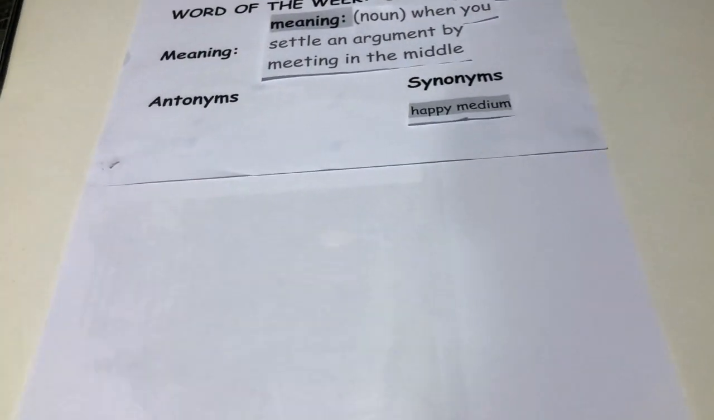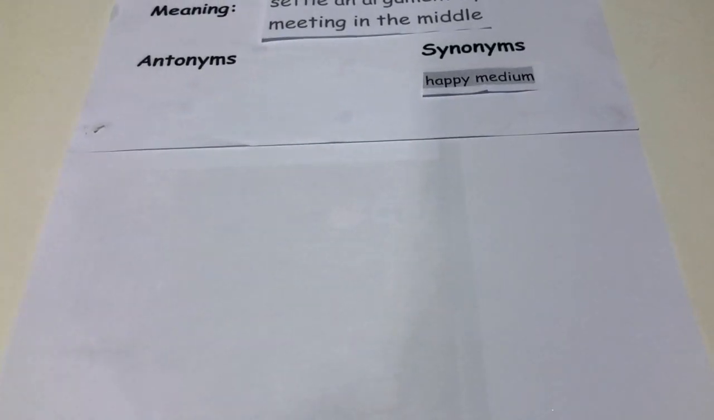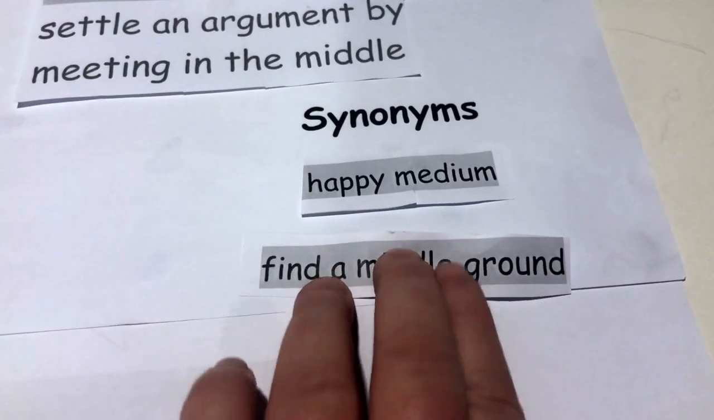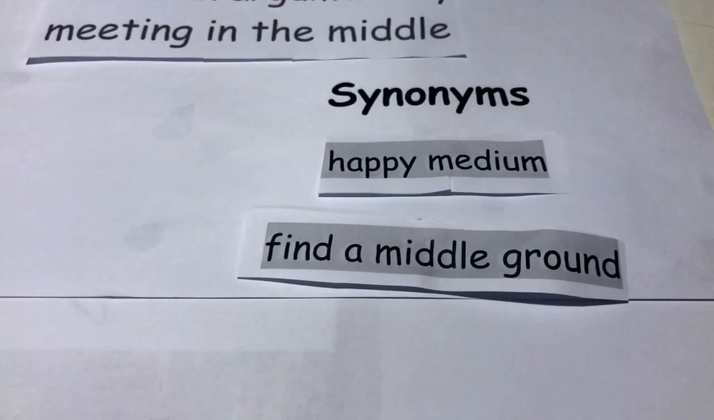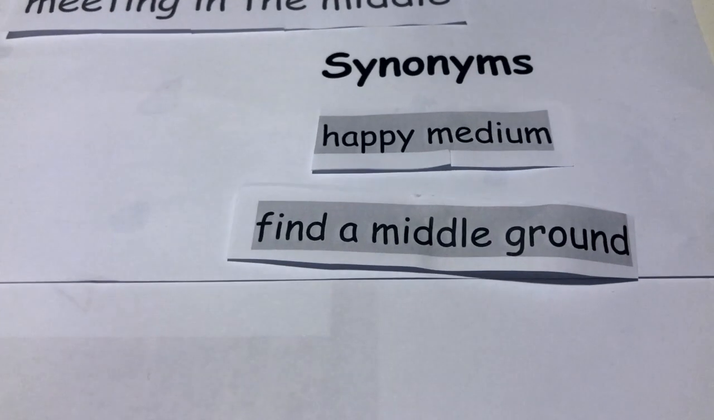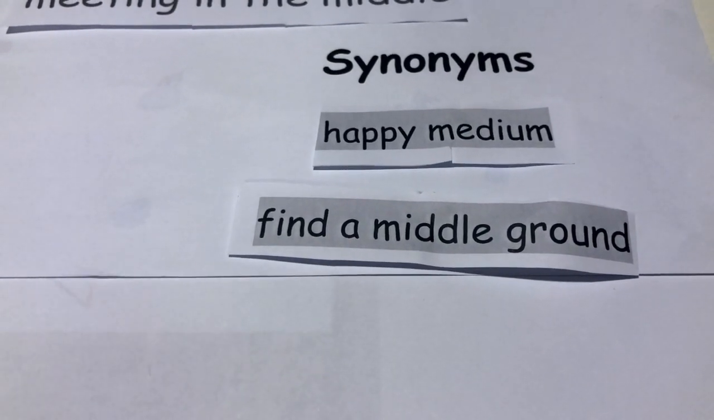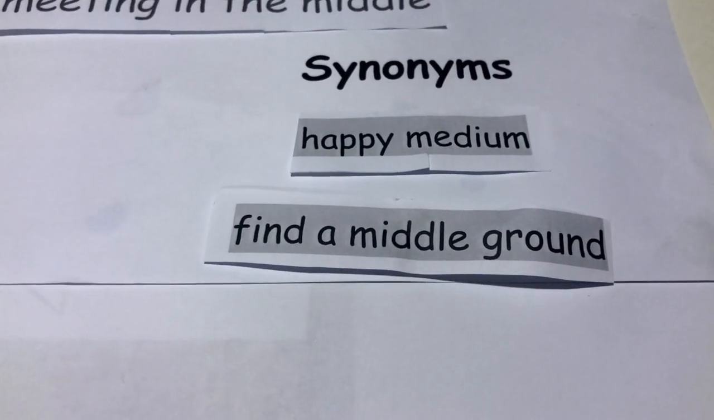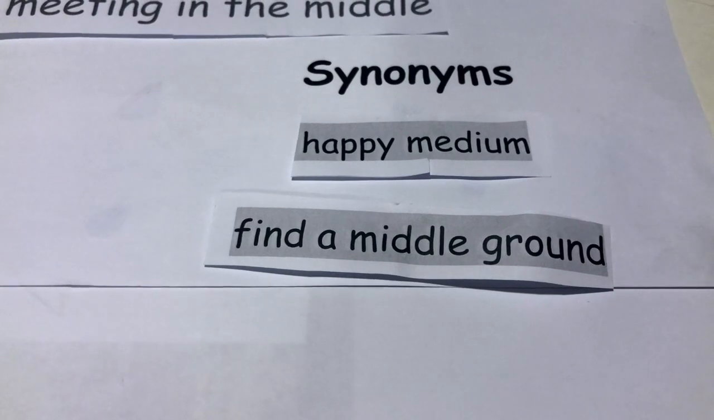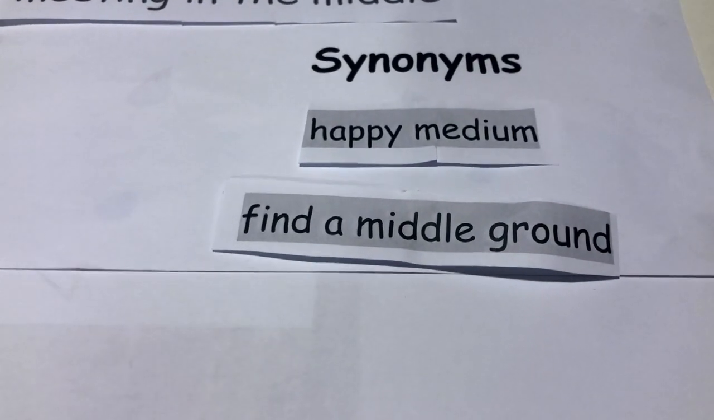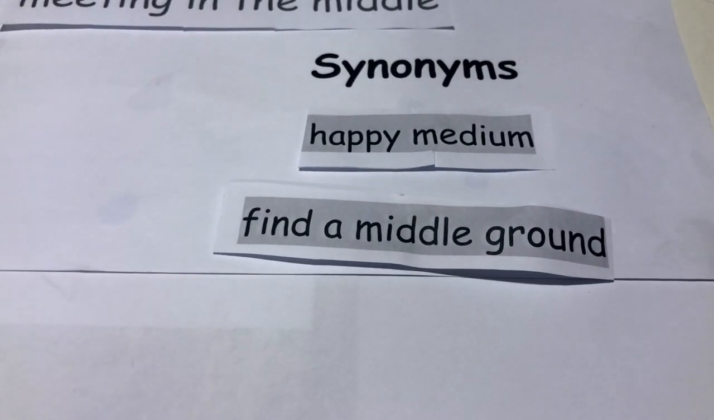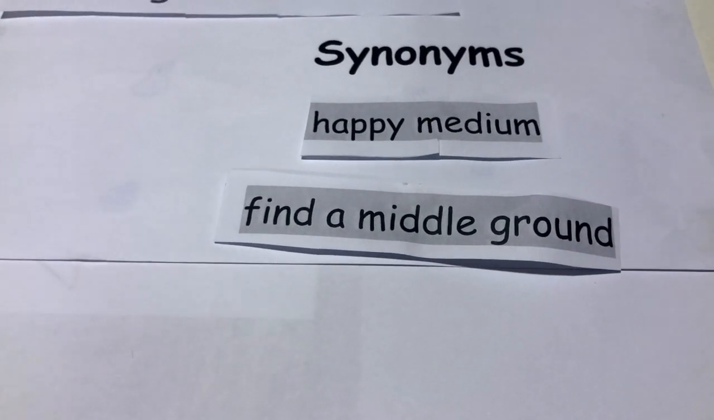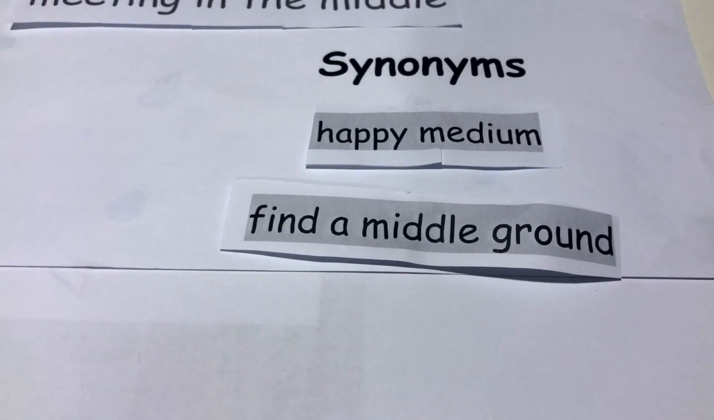So let's have a look at another one. Find a middle ground. Now this is also a synonym. So that's where you find something you can agree on in the middle. So it might be something like what you're going to eat for dinner. Say you're deciding you're going to go out for dinner, and one family says, I would really like to have curry tonight. So one person in the family says they'd like curry, and another person says, well, actually, I prefer to have pasta. So you might find a middle ground by going to somewhere like Zach's that sells curry and pasta.